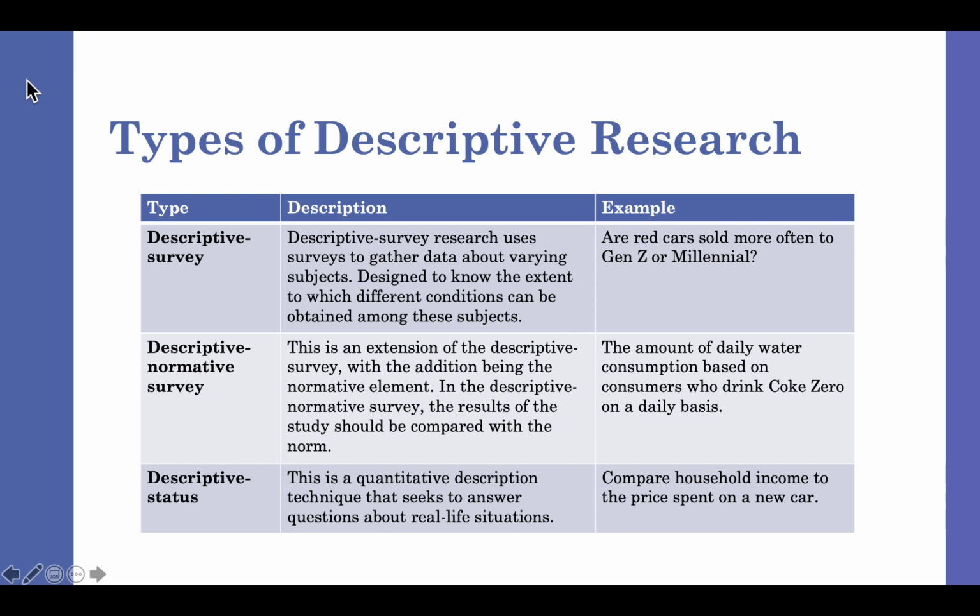All right, descriptive status. Now this is a quantitative description technique that seeks to fill real world situations. So let's look at household income compared to the price spent on a new car. So real world, you know about me what my income is, or you can get a range based on some demographic information, and you can find out, based on those people in that income range, what price they are willing to spend on a car.